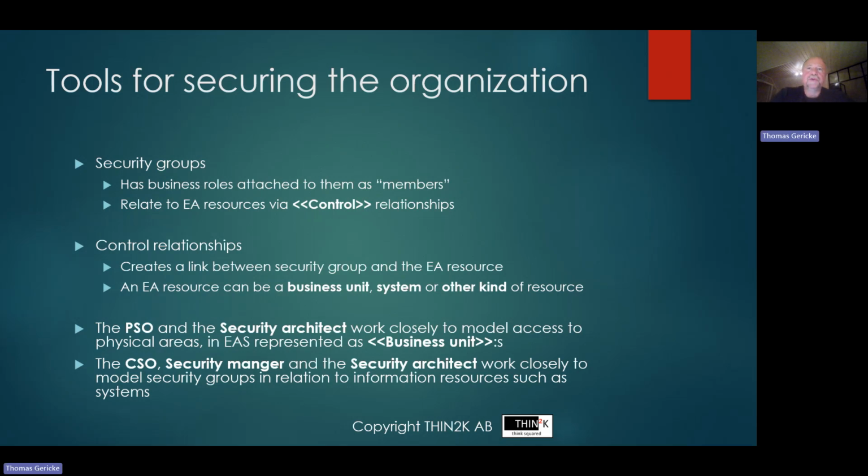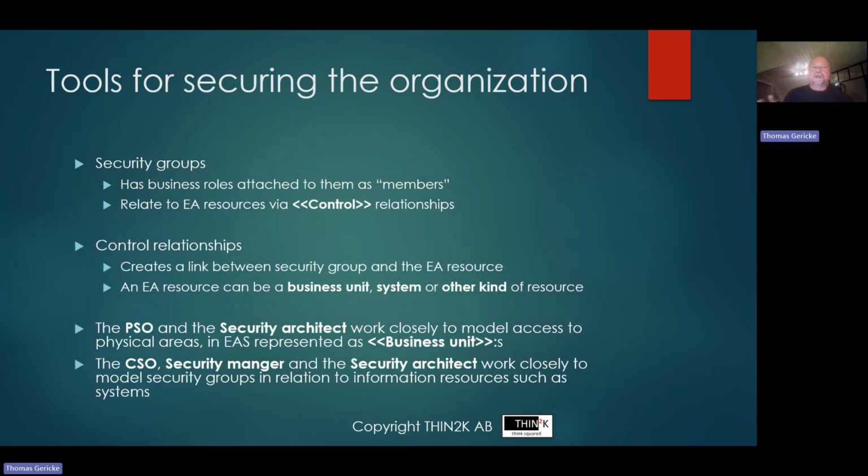So how do we secure the organization with the help of EAS? We have something called security groups, and the security groups attach different business roles that are driven from the business modeling or business architecture work. So there you find the different roles, and now you can build the security groups based on these business roles. And these security groups can now control different resources by securing them with a control relationship.